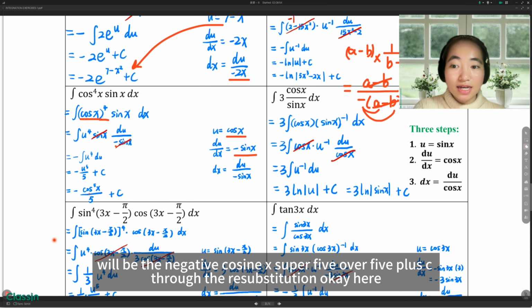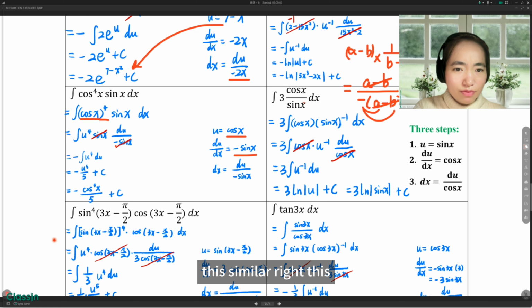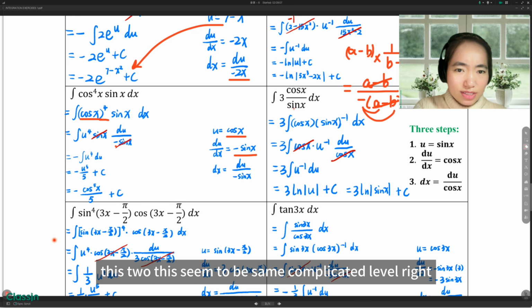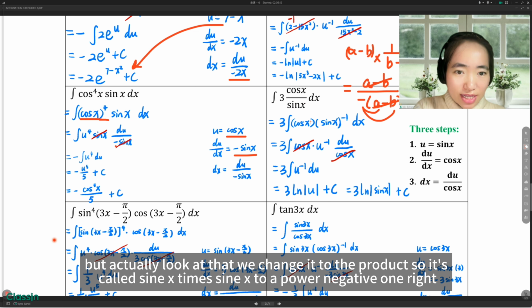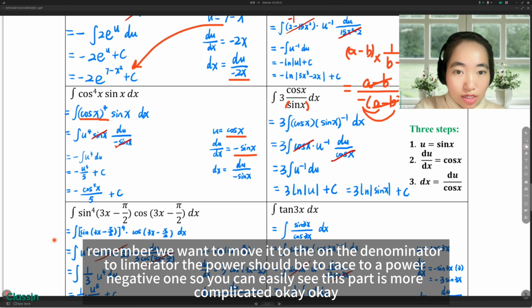Okay, and next will be negative cosine x to the power 5 over 5 plus c, after the resubstitution. Okay, here, let's see this one. These two seem to be the same complexity, right? But actually, look at that. We change it to the product, so it's cosine x times sine x to the power negative 1. Remember, we want to move it from the denominator to the numerator, so the power should be raised to the power negative 1. So you can easily see this part is more complicated.